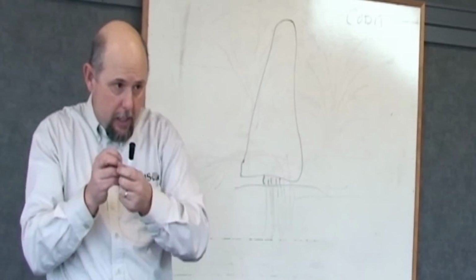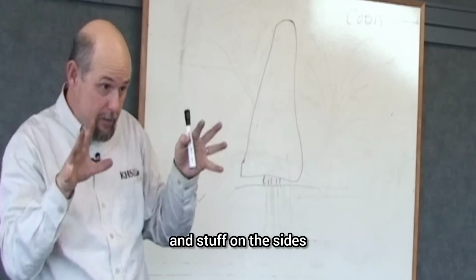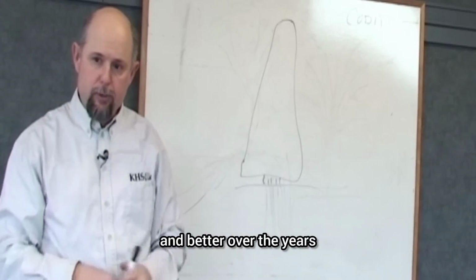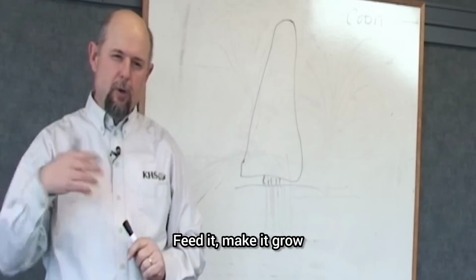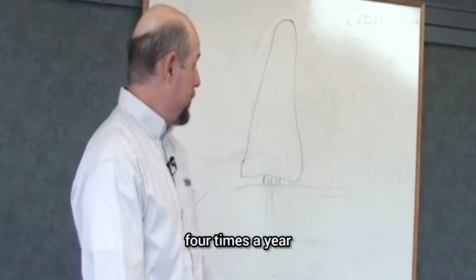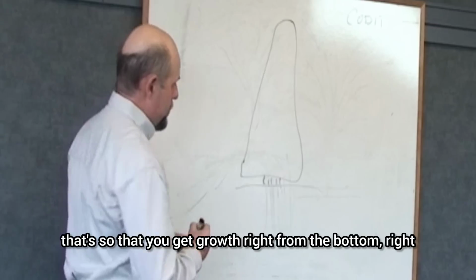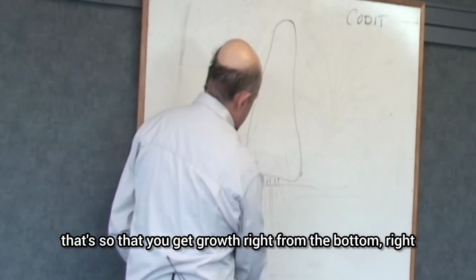Every time you cut it, it forms all those little antlers on the sides, and it keeps filling in, and you keep trimming it, and it just gets better and better over the years. You feed it, make it grow. You might trim it 3 times a year, 4 times a year, and you get a beautiful hedge. Slightly pyramidal, and that's so that you get growth right from the bottom, right?